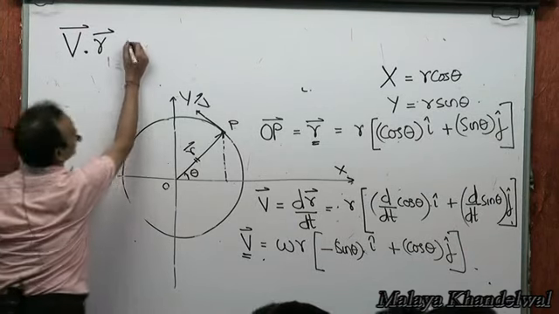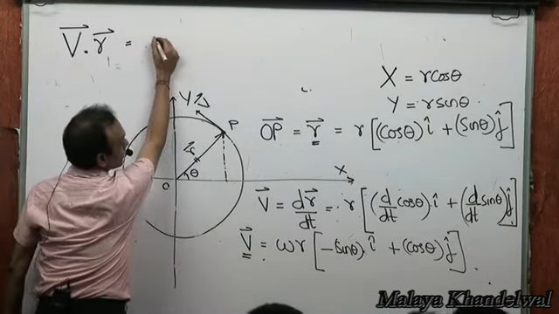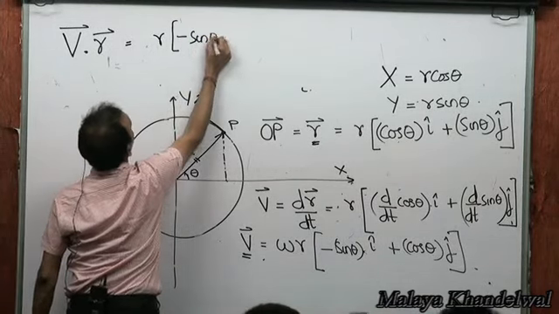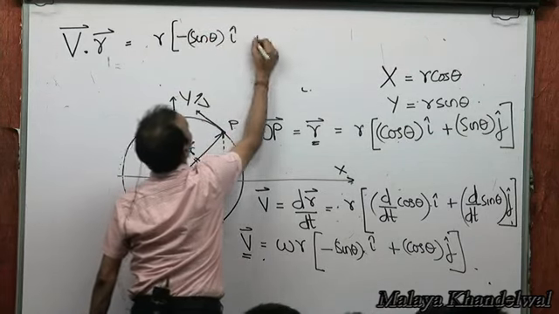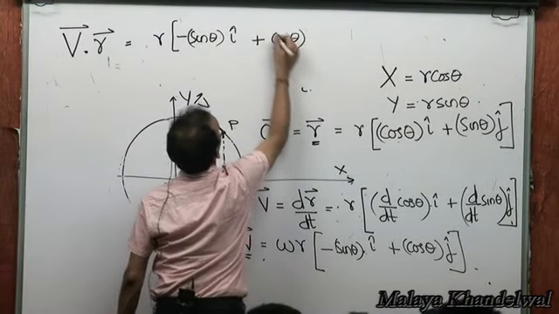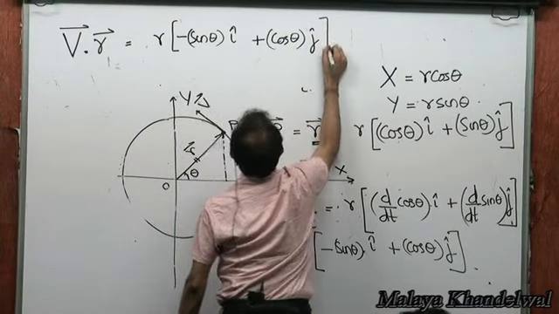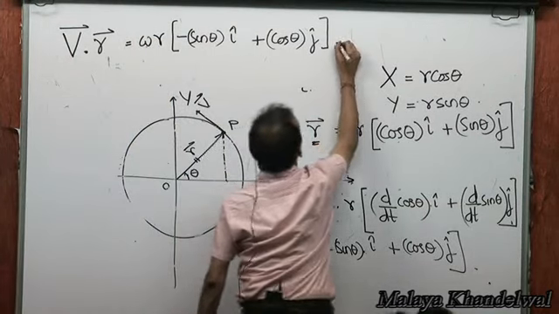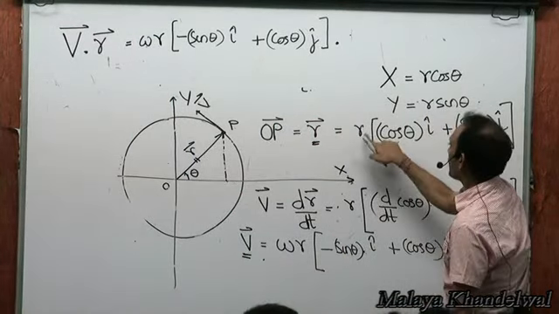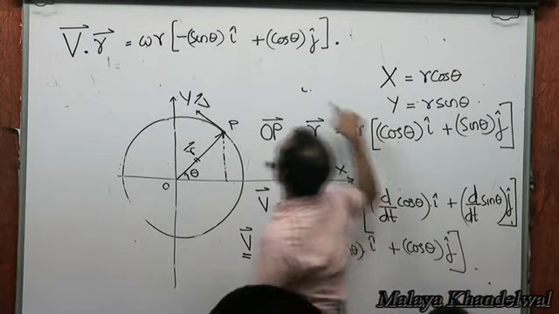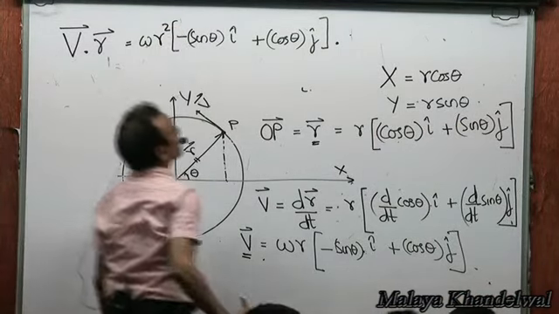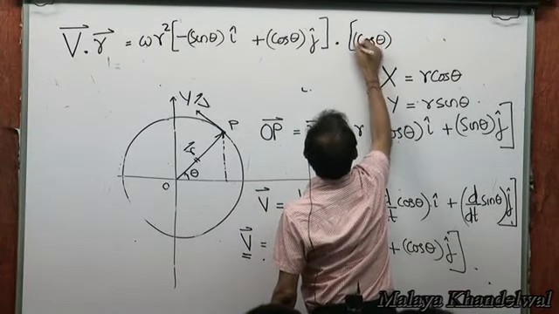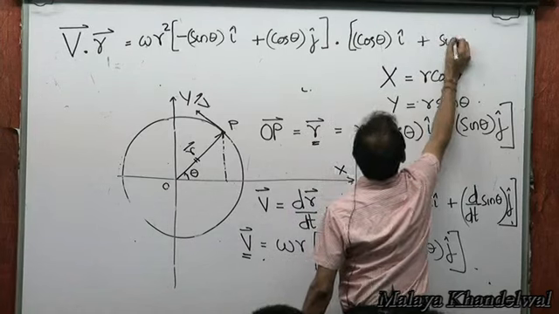Right? So, what is V dot R? V is omega R times minus sine theta i cap plus cos theta j cap, dot R. R is this. So, this R will get multiplied with this, the scalars, dot cos theta i cap plus sine theta j cap. Yes or no?